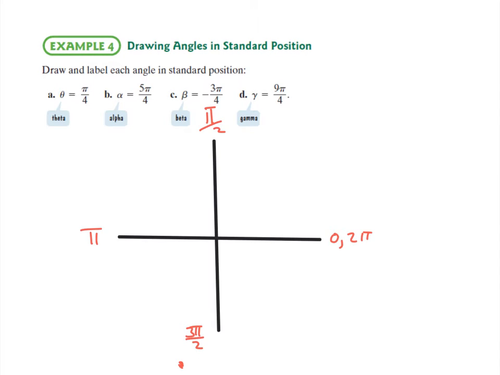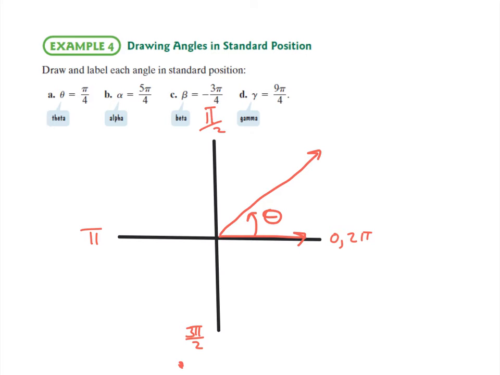Good thing these axes come already labeled, and I want to sketch pi fourths. Through fractions, pi fourths is actually half the distance of pi halves. So I'm going to sketch my initial side, and again, the initial side is always right there on the 0 axis, and then I'm going to go halfway in between 0 and pi halves, and now this angle right here is the angle theta, or pi fourths.